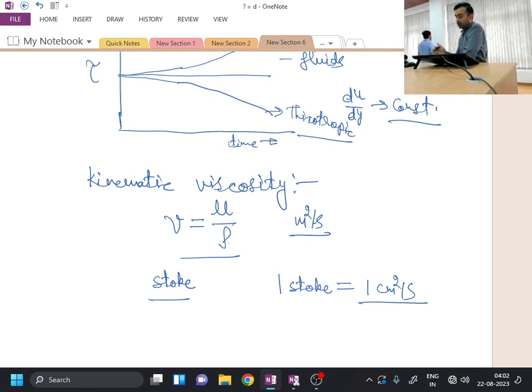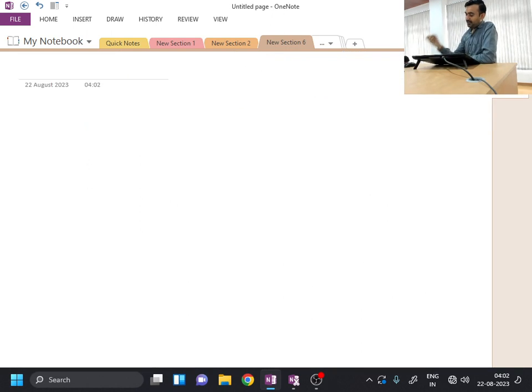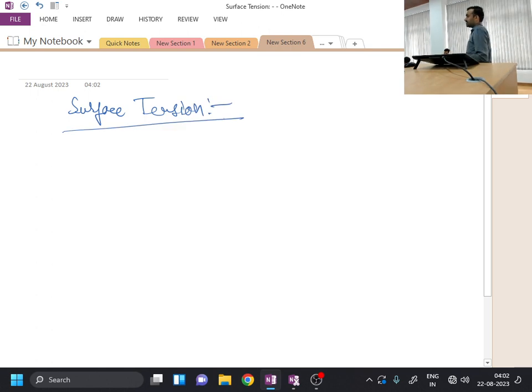Now apart from density, another important property of the fluid medium is surface tension. Surface tension is a very important property of the fluid medium. It has many practical implications in the phenomena which we observe in nature. Can you tell me what you understand by surface tension? Does anyone have any idea about surface tension?